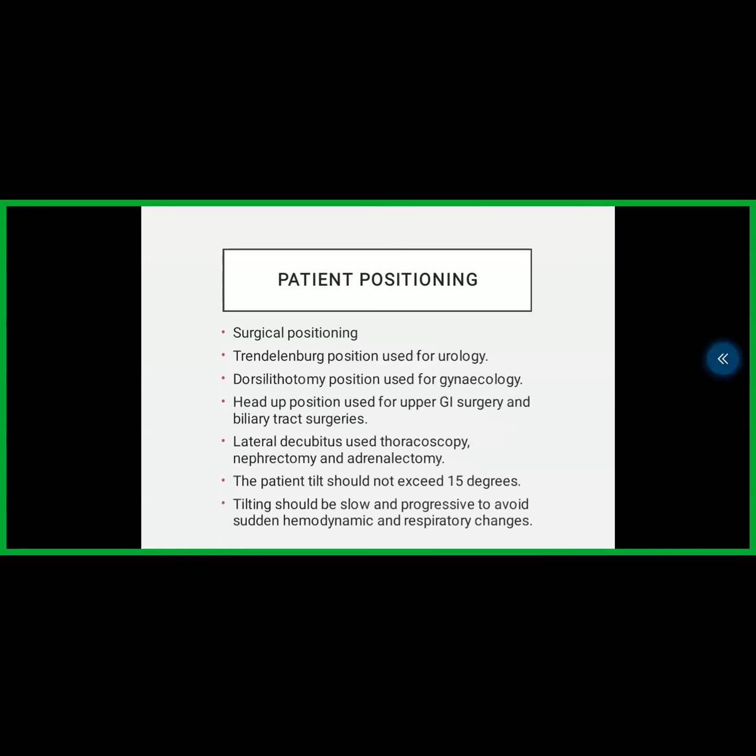So, as I said earlier, Trendelenburg for urological procedures, then lithotomy position for gynecological procedures. The head-up position is actually favorable for the respiratory system because it increases the functional residual capacity. It's used basically for upper gastrointestinal tract surgeries and biliary tract surgeries. Then the lateral decubitus position is used for thoracoscopy, nephrectomy, and adrenalectomy. Another key point to note is that tilting should be slow and progressive to avoid the sudden hemodynamic and respiratory changes that occur with sudden positioning.